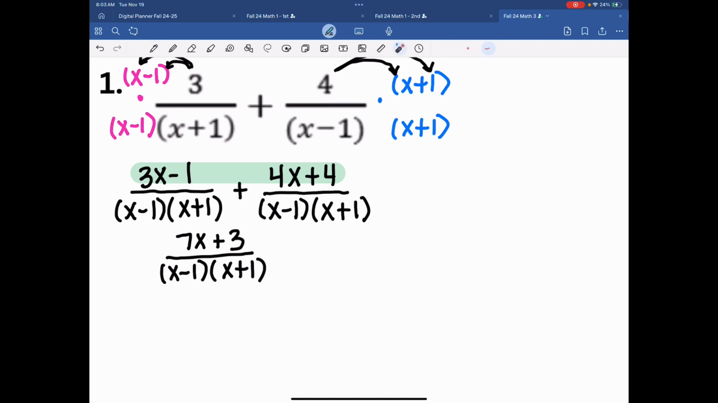Now, we always need to check to see if we can simplify the numerator and see if we can simplify any further. But with this one, we have 2 terms. I do not see a GCF, so at this point, this would be the end of my adding for this problem.